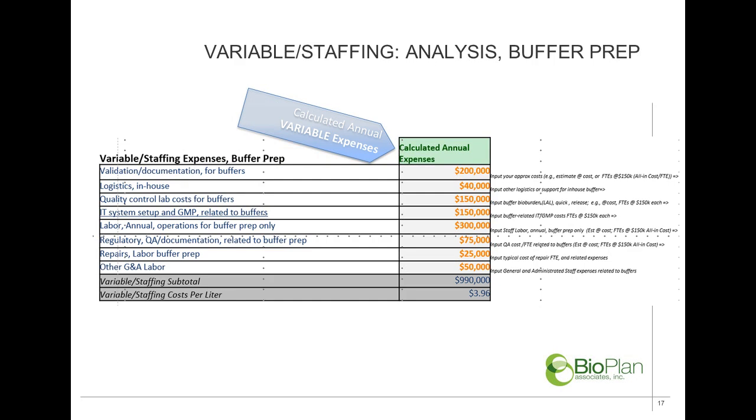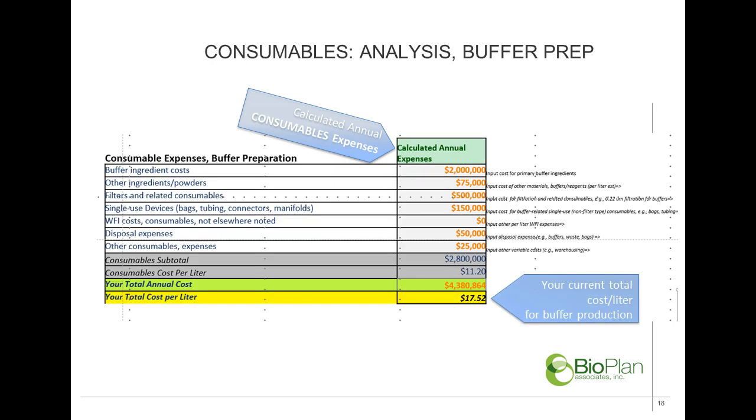The next cost you'd look at would be a variable and staffing cost. Here you have issues associated with validation, logistics, quality control, IT setup, labor, annual operations for buffer prep only, regulatory, repairs, and other general and administrative expenses. And again, you end up with a cost per liter associated with the variable cost and the staffing cost per liter. You then move into the consumables side of it, and this is, of course, relatively straightforward.